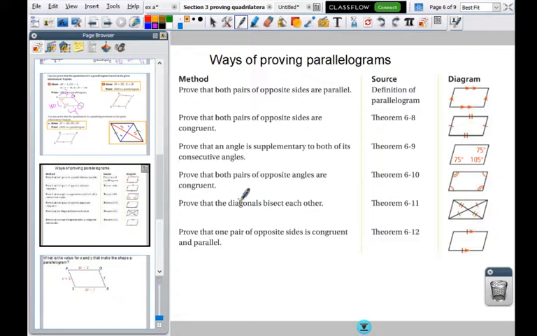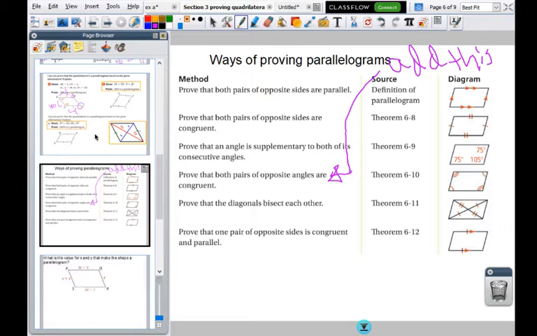Alright, are both pairs... Oh, did we talk about this one? No, we didn't talk about that one. Oh man, I'm gonna have to change this. If both pairs of opposite angles are congruent, well, it doesn't fit either. I'm gonna have to add it now. I have to add this for next time. Anyway, it doesn't work.